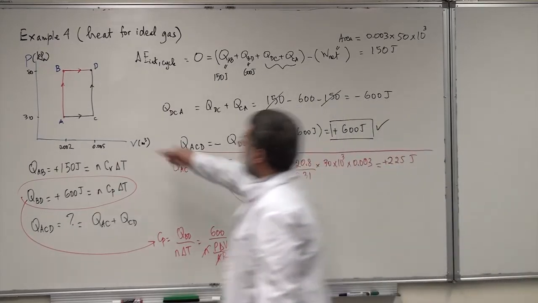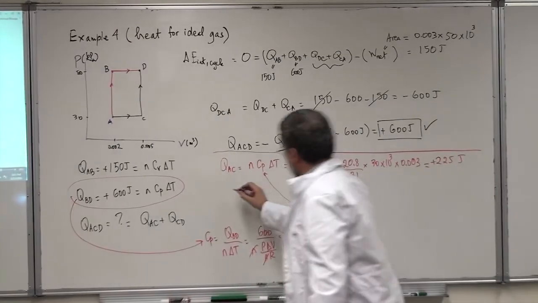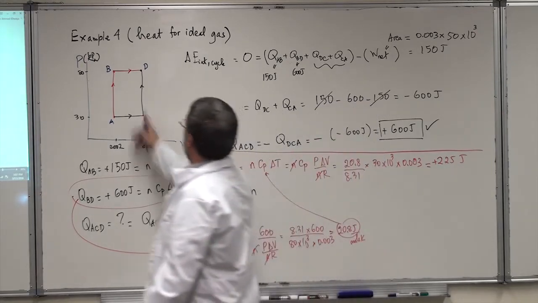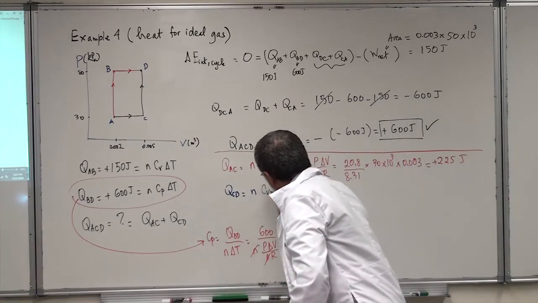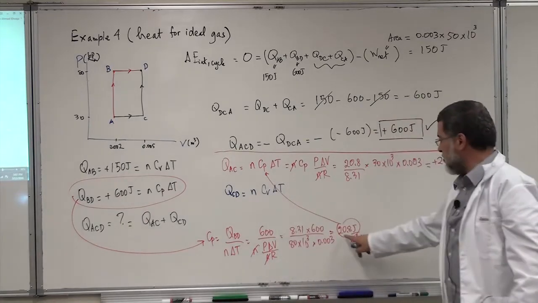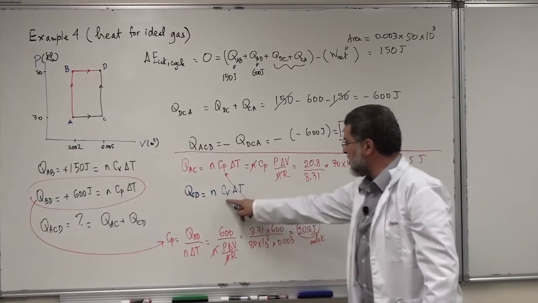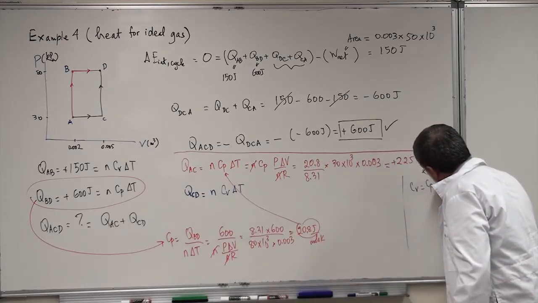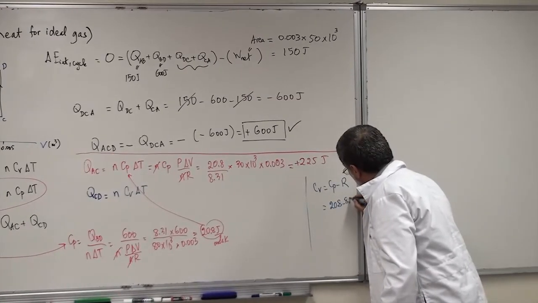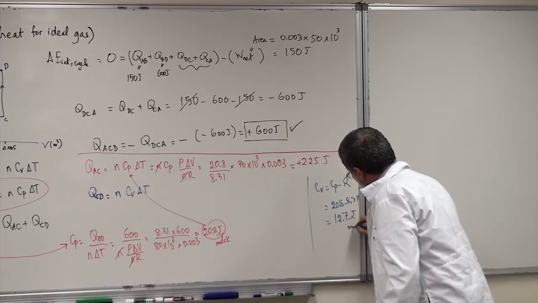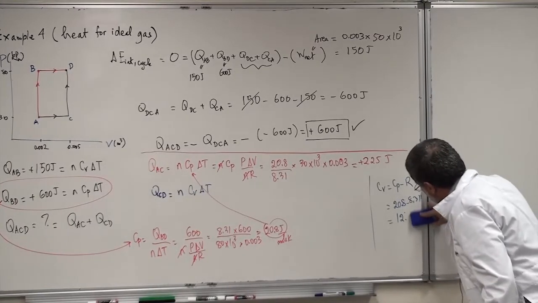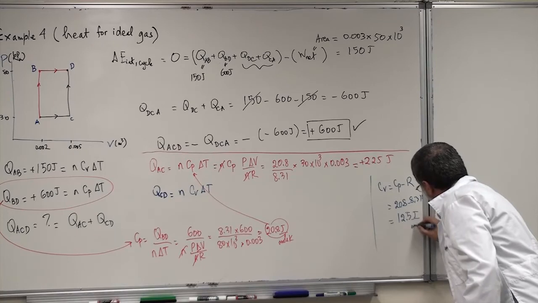That's QAC. Now let's calculate QCD, because he's asking about QACD, which is QAC plus QCD. So I'm going to calculate QCD now and add both of them. QCD will be n CV delta T, since it's constant volume. But I don't know CV, but I know the relationship between CP and CV. If I found CP, I can find CV: CP minus R will give me CV. So CV will be 20.8 minus 8.31, which gives you 12.5 joules per mole Kelvin.